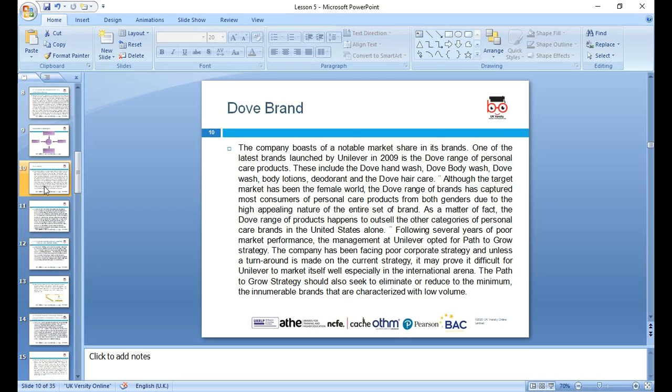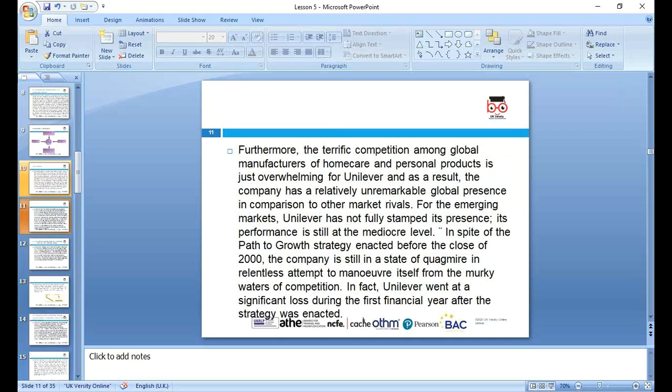They try to target them, and they put strategies in place. In various public places they advertise, and they do trial and test marketing, free sampling. They have used the path to grow strategy, which they implemented. The company had been facing poor corporate strategy unless a turnaround was made to the current strategy. So it proved difficult for Unilever to market itself well, especially in the international arena. Path to grow seeks to eliminate and reduce the minimum viable brands and categories with lower volume. So they try to reduce some brands and they focus.